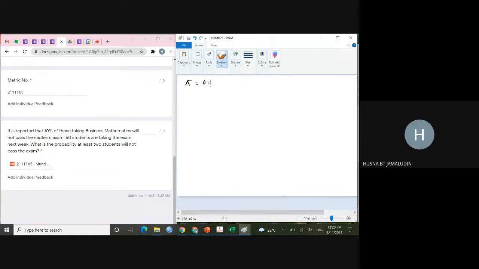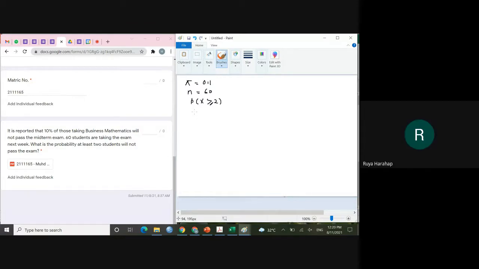Okay, so this is 0.1. And 60 students are taking the exams next week. So 60 is your n. So what is the probability at least 2 students will not pass the exam? At least 2 means that the minimum is 2 and it can go even higher. Okay, so how to solve this question?